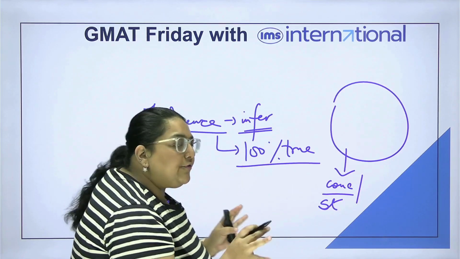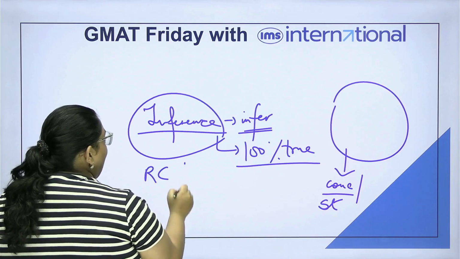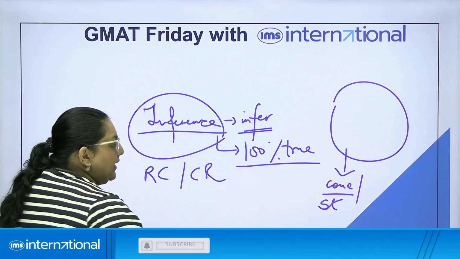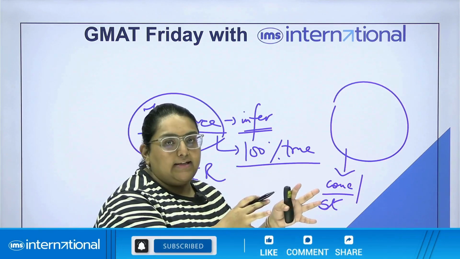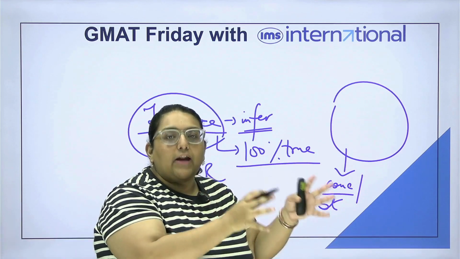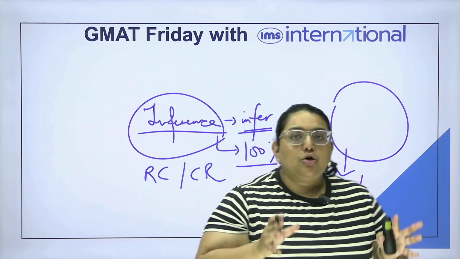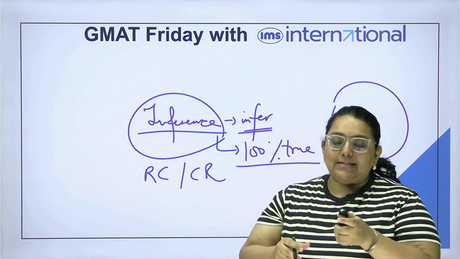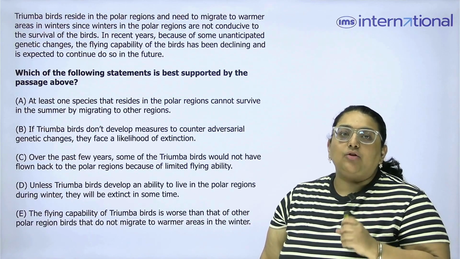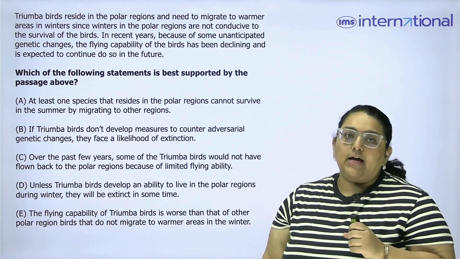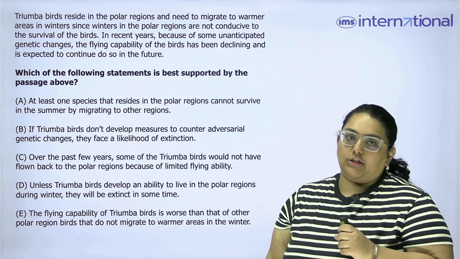Okay, inference is a question type which can occur both in your RC as well as your CR. And sometimes when you get a CR question in RC, that means you are doing really well on the paper, or you are getting harder level questions. So without further ado, let's have a look at today's question. As always, the drill is that you have to pause the video here, try the question, and then resume to have a look at the solution.